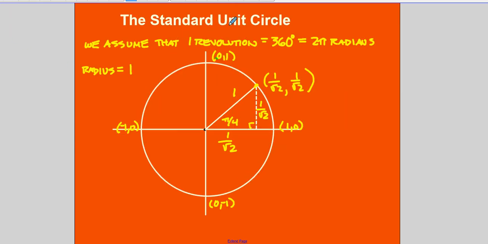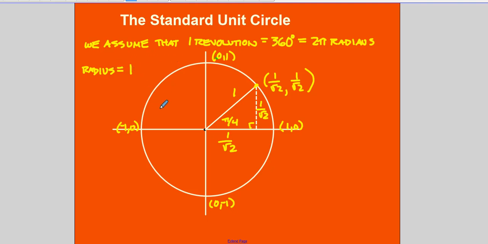So there we have the standard unit circle, which is a circle of radius 1. We assume here that one revolution is 360 degrees, which is 2 pi radians, and when we generally talk about coterminal angles, that is what we're referring to. One revolution will be equal to 2 pi radians, and that's how we're going to go about this.